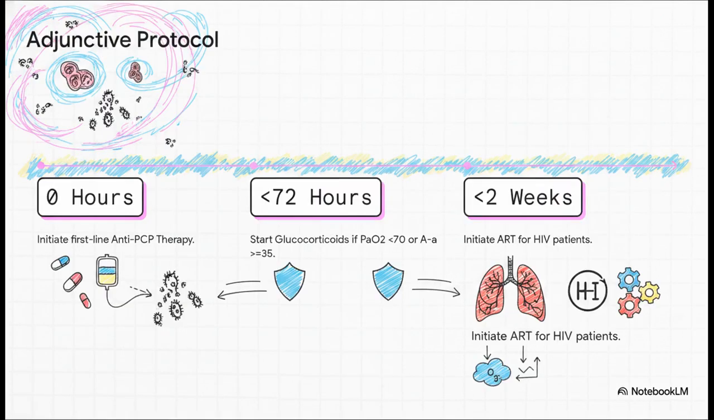Let's talk about timing, because timing is literally everything in moderate to severe disease. As the TMP-SMX starts killing the fungus, those dying organisms release a massive inflammatory payload into the lungs. To stop the patient from deteriorating from all that inflammation, you must add adjunctive glucocorticoids within 72 hours of starting anti-PCP therapy, but only if their room air PaO2 is below 70 or their AA gradient is 35 or higher. This is the standard of care, and it literally reduces mortality. Also, for your HIV patients, you need to initiate their antiretroviral therapy within 2 weeks of starting the PCP treatment.